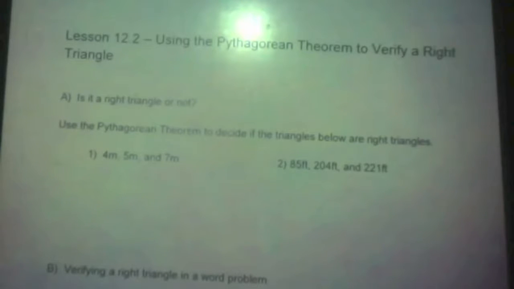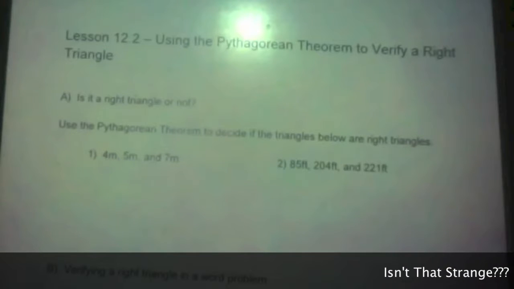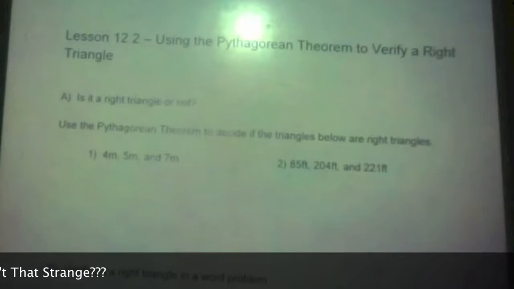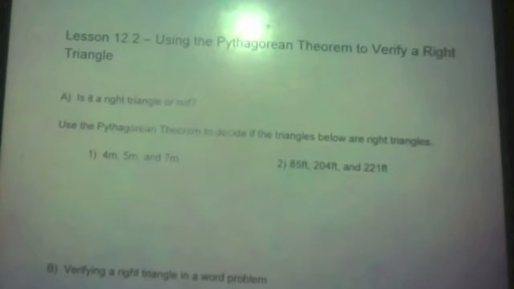For some reason, there are a lot of triangles who would really like to be right triangles. They would just love to have a 90-degree angle. But not all triangles can be right triangles. Today we're going to meet some poser triangles that are going to try to be right triangles, and we're going to find out that they're not. We're going to use the Pythagorean Theorem to test this out.